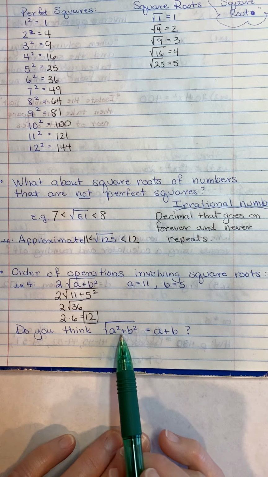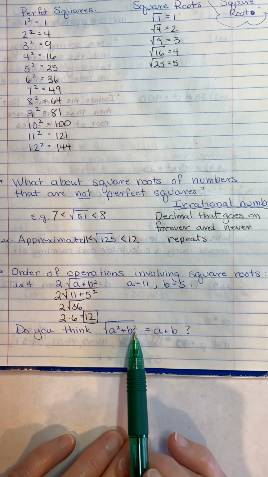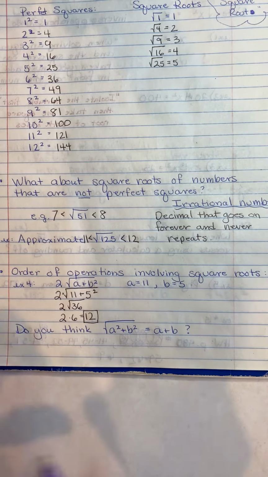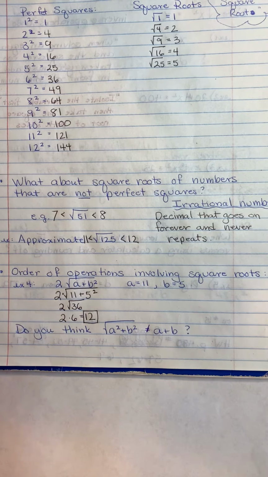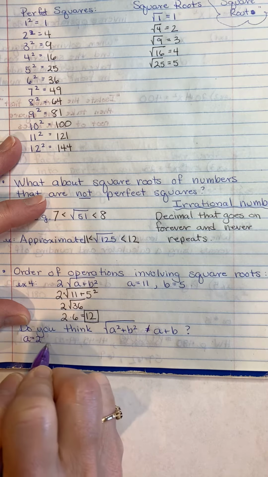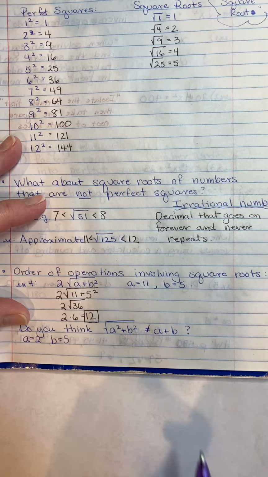But the fact of the matter is, since we have this plus here separating these two terms, this is not true. This is not true. And to understand why it's not true, you could just choose any two numbers to test it out. Let's let A be 2 and B be 5, just for fun.